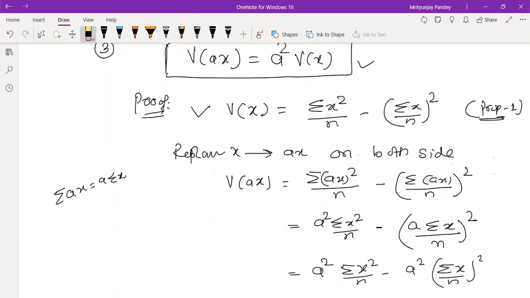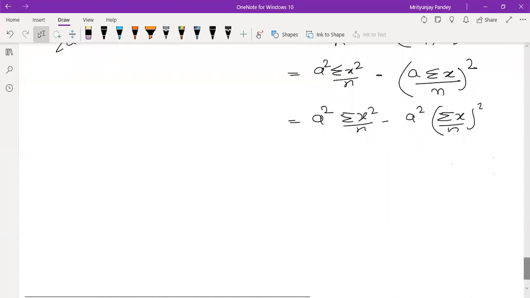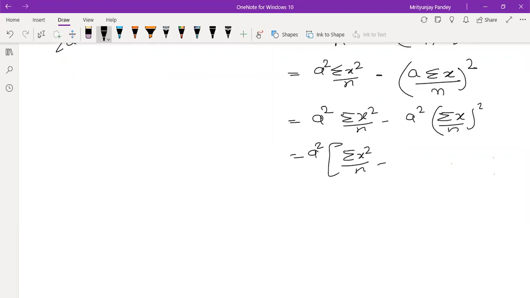बोलो यहाँ तक क्लियर है? नेक्स्ट स्टेप में हम लोग देख रहे हो कि यहाँ पे we can common a square. So finally a square summation of x square upon n minus summation of x by n complete whole square, and this is nothing but variance of x.